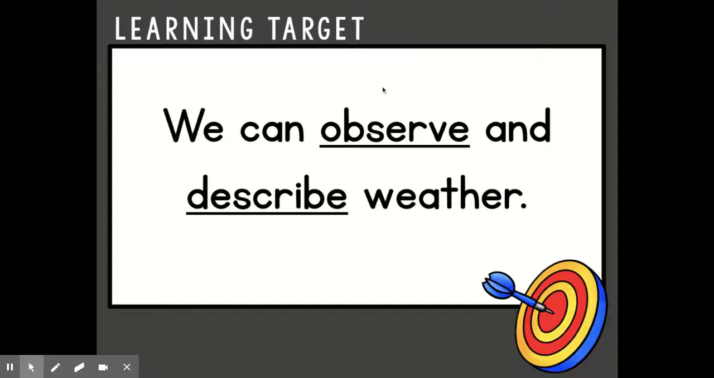Hi friends, today we are going to continue looking at weather. Our learning target says we can observe and describe weather. Let's think about the word observe. Observe means to watch or to look at. And remember, we've talked about describe. Describe means to tell about. So we are going to watch and tell about the weather.